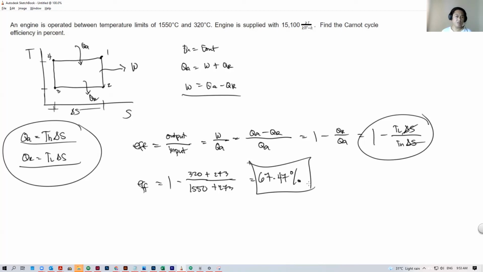This is the efficiency of our engine with temperature limits of 1550 degrees Celsius and 320 degrees Celsius. And if you want to increase the Carnot cycle efficiency of your engine, you just need to keep this low and keep this high, and this will increase this value here.